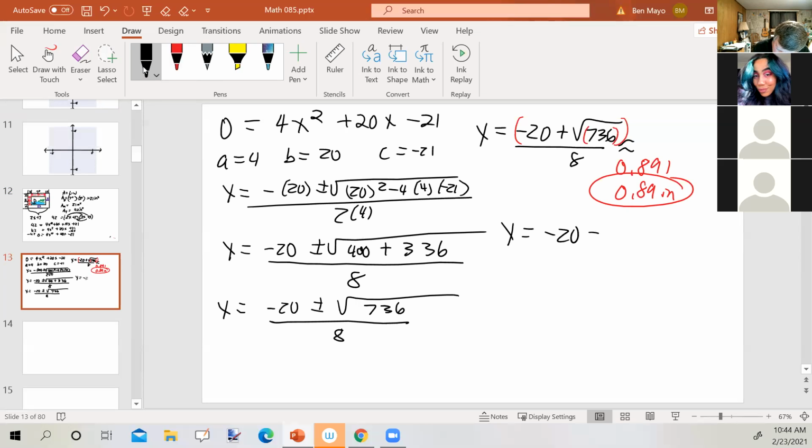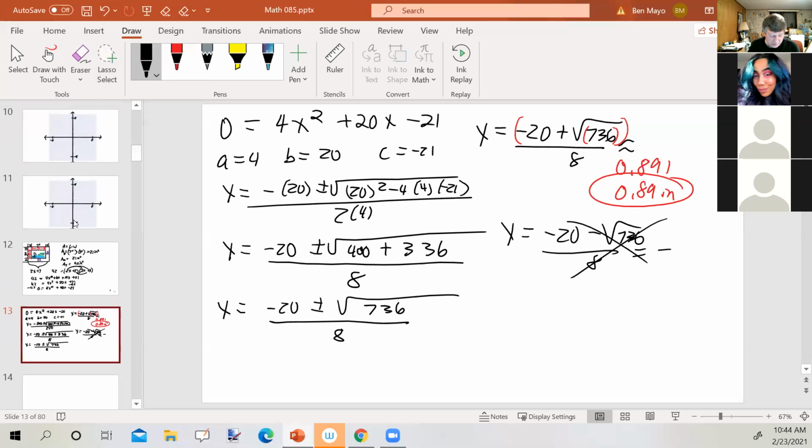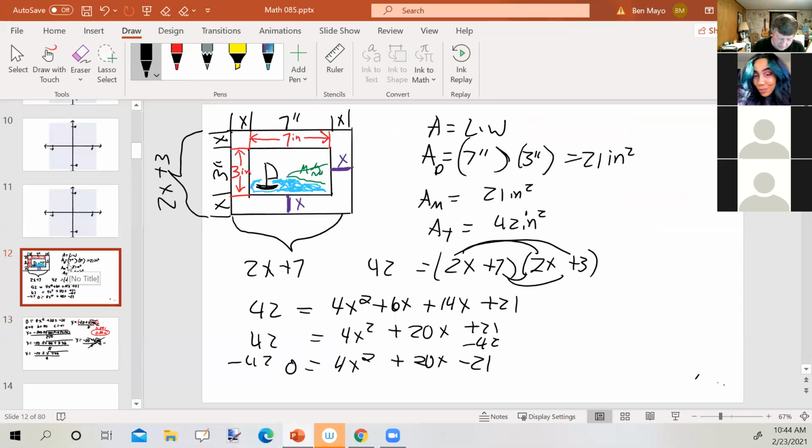Okay. Now let's do the other one. x is negative 20 minus the square root of 736 all over 8. Can you see that negative 20 minus something else is going to be negative, divided by 8 is going to be a negative answer, so that one's not going to work. So we can save time. We don't need to bother with that. So that says that x in this case is 0.89 inches. And there you have it. Any questions about that one before we go on?